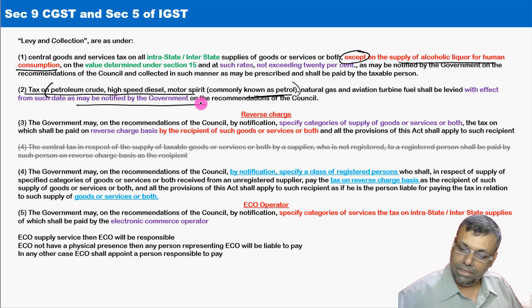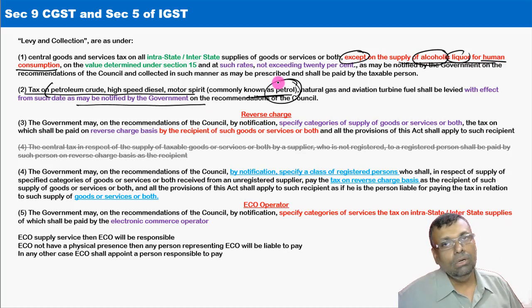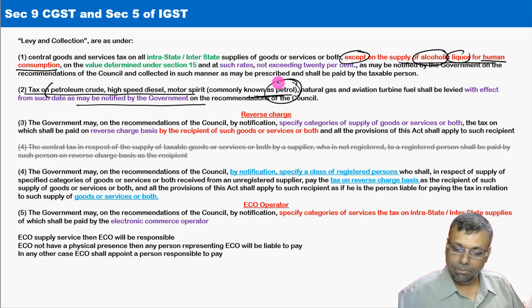So in the GST provision, you can say basically there are two exceptions: one is alcoholic liquor for human consumption, and the second one is petrol. All other goods and services are within the ambit of the GST implications, okay. That is your subclause 1, subclause 2.